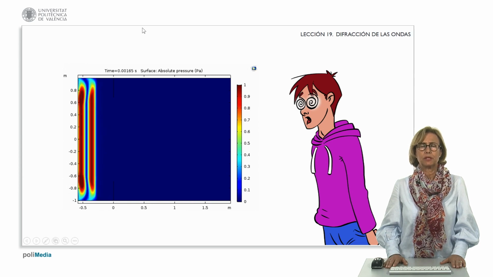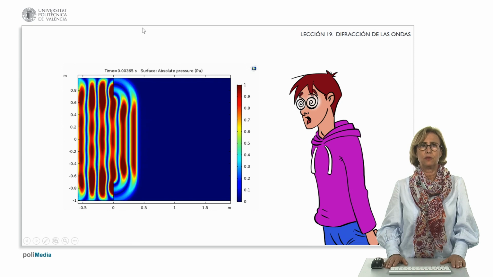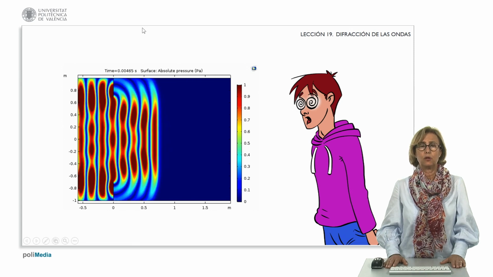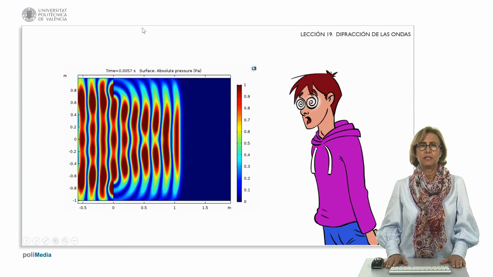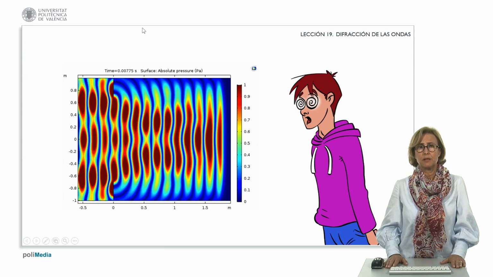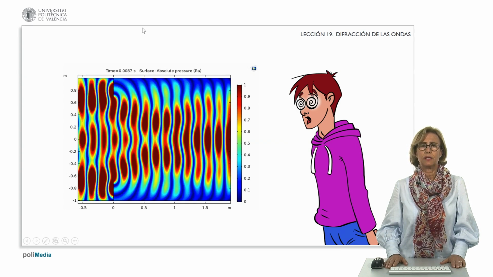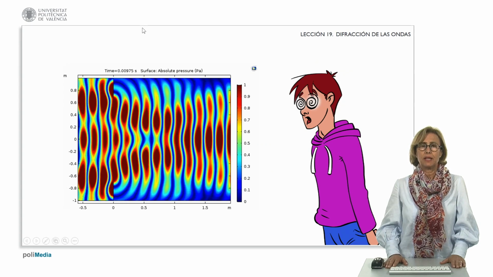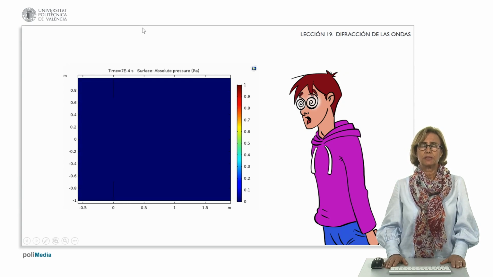Let's see what he observes now. Now what he observes is also a wave front. In this case, the hole is bigger. And what he observes on the other side is a wave front similar to that of a plane wave. The difference between the two cases is the size of the hole.